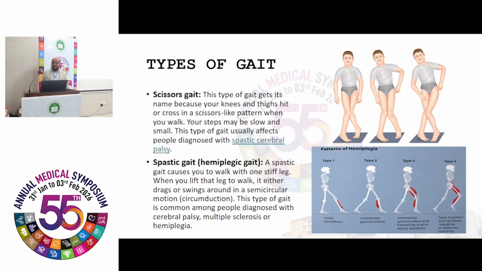In spastic gait, you walk with a stiff leg. Usually you lift up the leg with the toe, and either drag or swing it on the semipelvic. So it affects the muscles; sometimes the dorsiflexion is affected, and sometimes the gastrocnemius, as well as involvement of the hamstring and hip flexor.